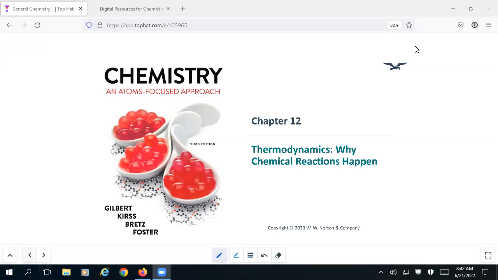So let's go ahead and get started here into our discussion of chapter 12. Chapter 12 is really just kind of like the second half of chapter 10. When we think about thermochemistry, what we really need to remember is that it is one outlook at chemical reactions from a standpoint of, does it occur or does it not occur?